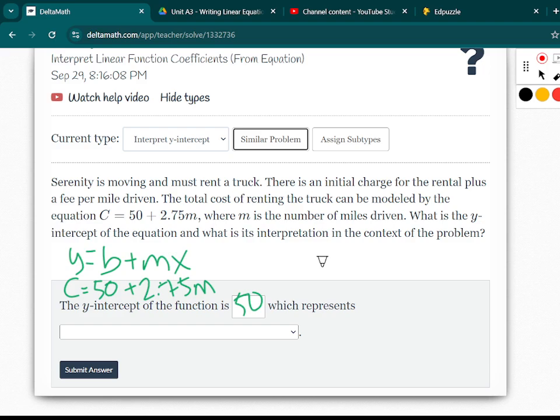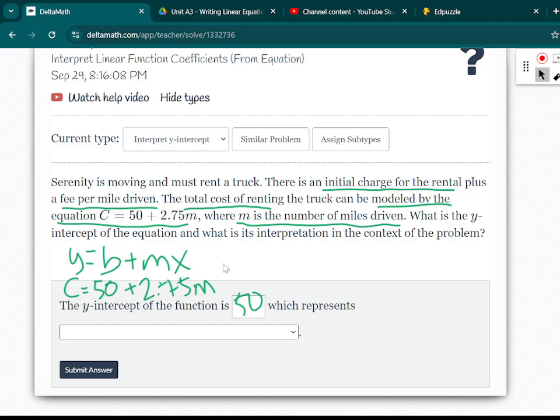All right, so there's an initial charge for the rental plus a fee per mile driven. Total cost can be modeled by the equation, which means probably that total cost is C. And then it tells us m is the number of miles driven. Okay. So we know that there's an initial charge, we know there's a cost per mile, we know that C is the total cost, and we know that m is the number of miles driven. So let's look at our options. The initial fee to rent the truck. That could be it for sure. But let's just double check. We'll come back to it.